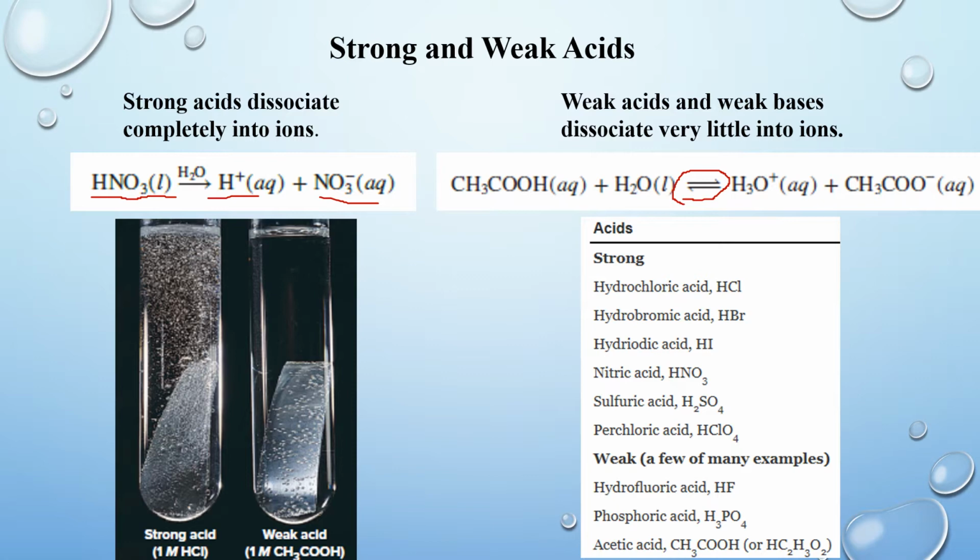Strong acid and weak acid can react very differently with metal. We know metal can be corroded by acid. If we add a piece of zinc in hydrochloric acid, which is a strong acid, you can see a lot of bubbles formed. But if we put the zinc in a weak acid, in this case acetic acid, you can see a very small amount of bubbles formed.